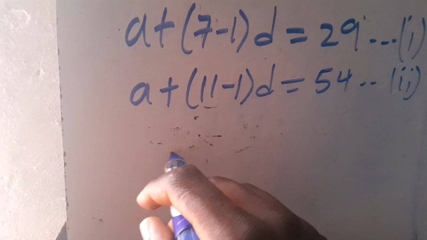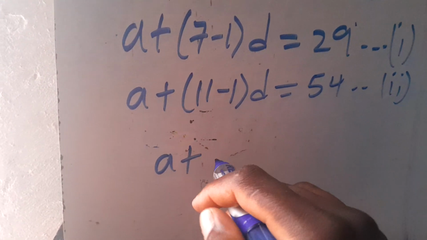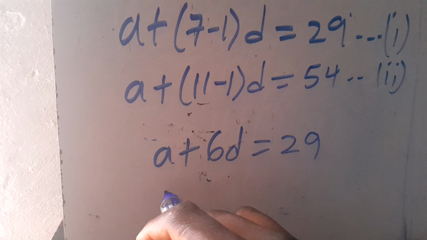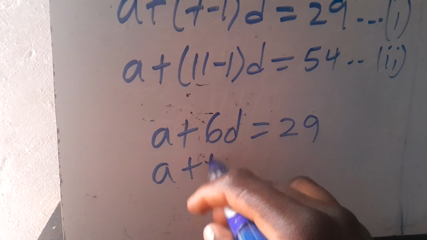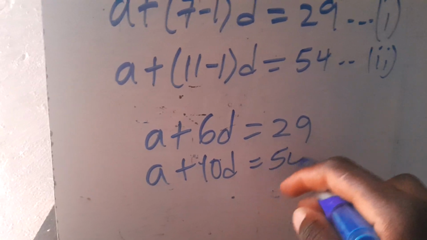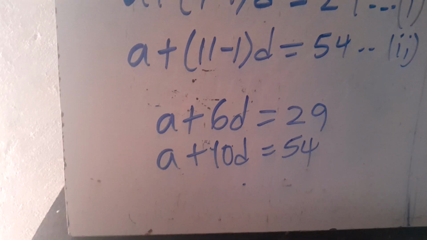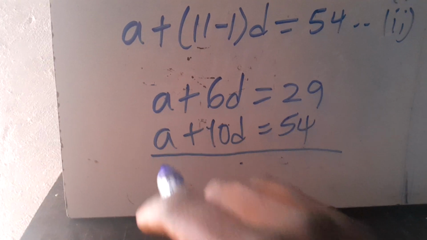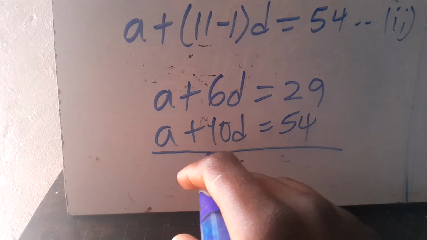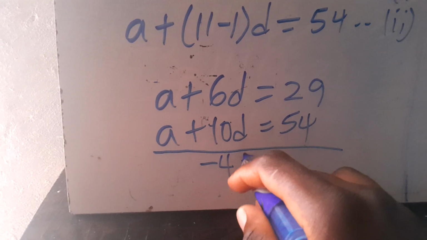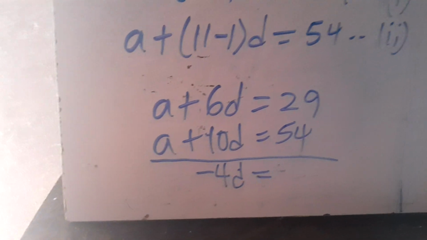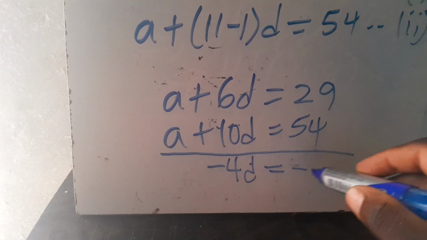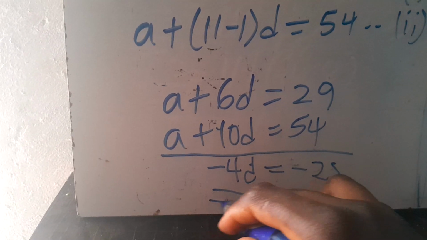Now the first equation: a plus 7 minus 1 is 6, times d. We will have a plus 6d is equal to 29. The second equation, we will have a plus 11 minus 1 is 10d, is equal to 54. Now we can eliminate a to find d. If you subtract, a minus a, you will have 0. 6d minus 10d, we will have minus 4d is equal to 29 minus 54, which is minus 25.